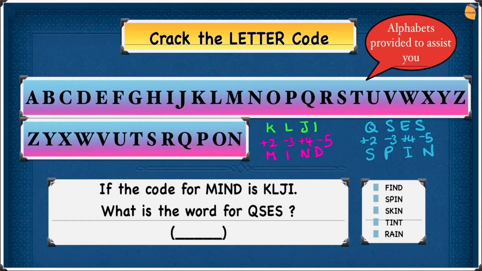So we have a word of spin. So we are going to see if the spin occurs in the multiple choice. So we have find, and as you guys could see, the next one is spin. So spin is in the multiple choice. As a result, spin must be the right answer, and we can write spin over here. So the word for QSES is obviously spin. So well done guys for doing this one right.